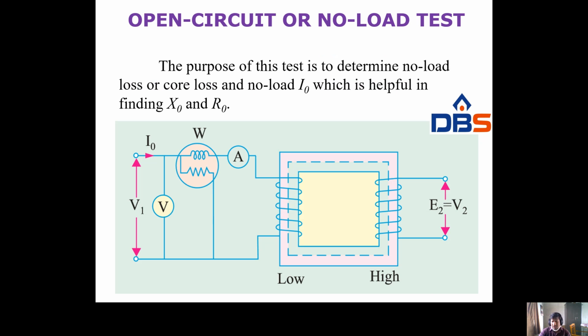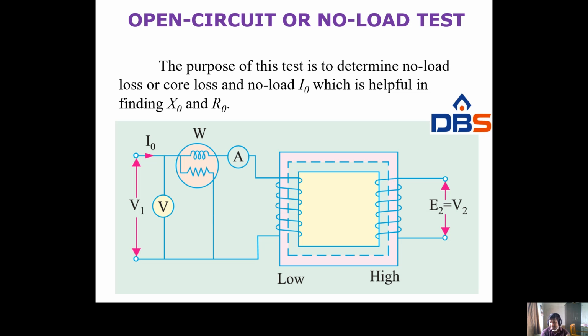So now, the open circuit test or no load test. We conduct this on a step up transformer. The primary side is low voltage, the secondary side is high voltage. Open circuit or no load is nothing but there is no load in the secondary. That means the high voltage side is open circuited, and on the low voltage side we place different instruments to read the readings of the transformer.